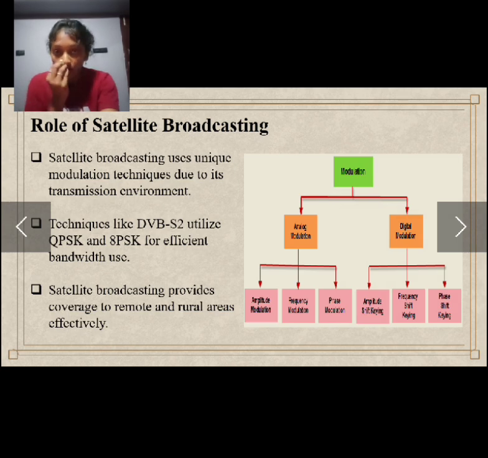Let's move on to the role of satellite broadcasting. Satellite broadcasting uses unique modulation techniques due to its transmission environment. Techniques like DVB-S2 utilize QPSK and 8PSK for efficient bandwidth use. Satellite broadcasting provides coverage to remote and rural areas effectively.